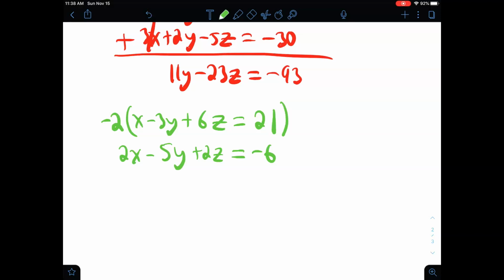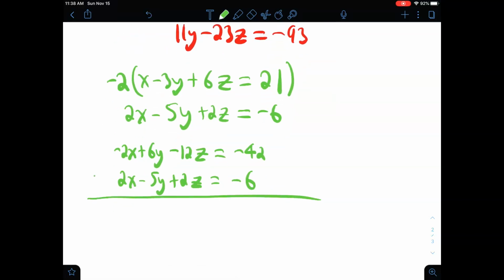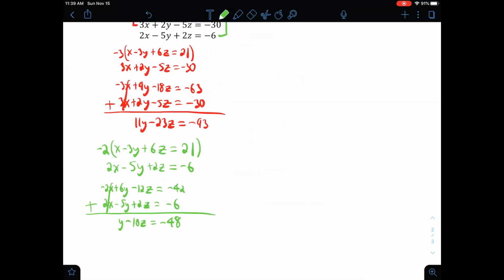So top equation, everything multiplied by negative 2 is negative 2x plus 6y minus 12z. Negative 2 times 6 is negative 12z. And then negative 2 times 21 is negative 42. We have 2x minus 5y plus 2z equals negative 6. Add straight down. X's are going to cancel. 6y minus 5y is y. Negative 12z plus 2z is negative 10z equals negative 48. Now we have two equations with the x's canceled.